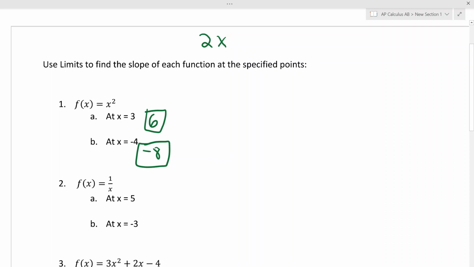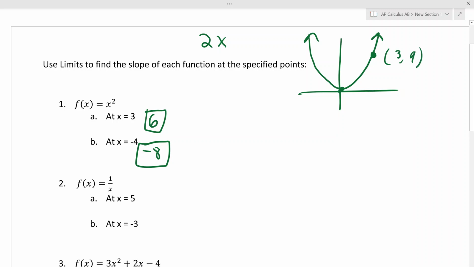But just to show you how to do this, remember, on x squared, what we're really doing, so there's 0, 0, is we're taking the point we want. So the point up here is 3, 9. Okay, that's on x squared, right? Plug in 3, you get back a 9. We want to know the slope there.